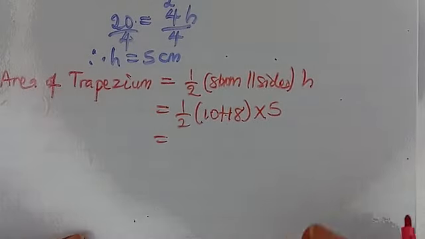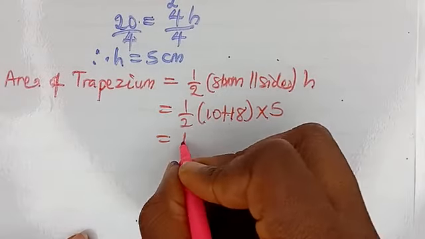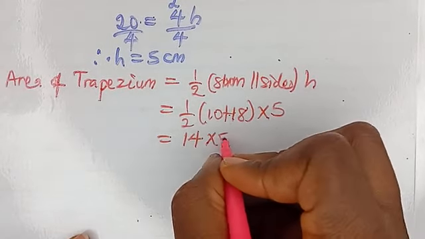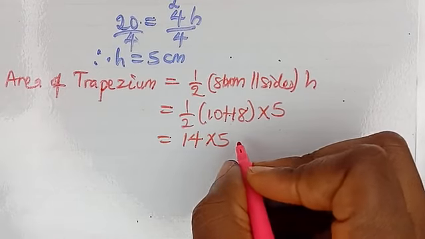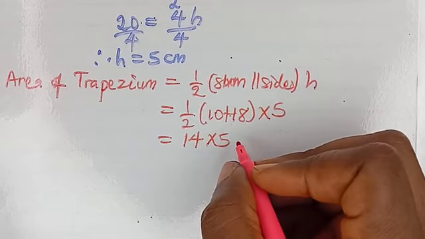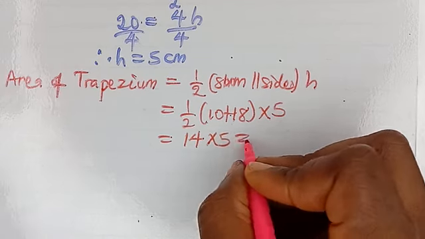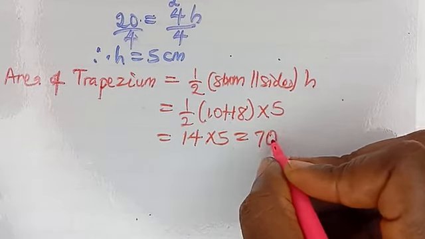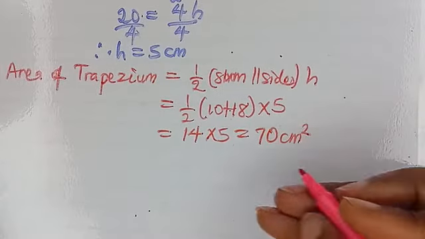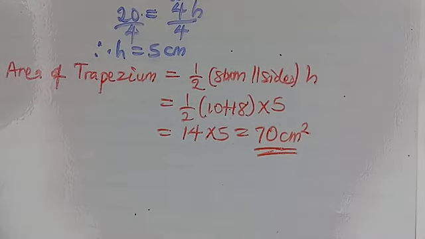10 plus 18, that is 28. Half of 28 is 14. 14 times 5, which is equal to 70 cm squared. It's an area, so per unit squared.